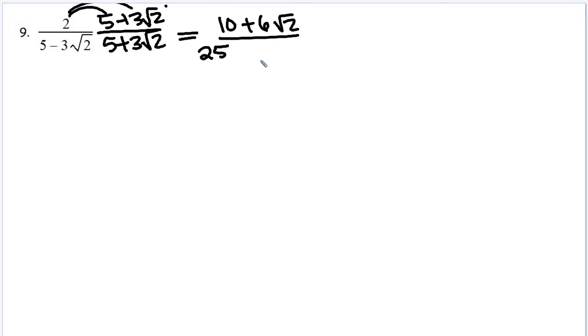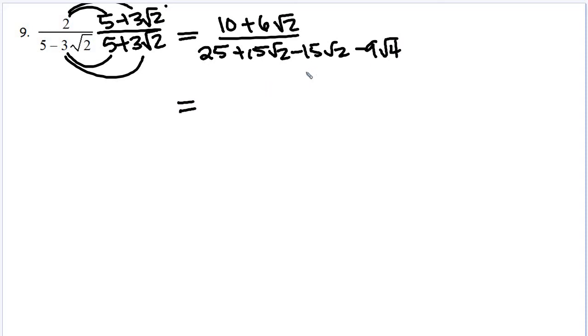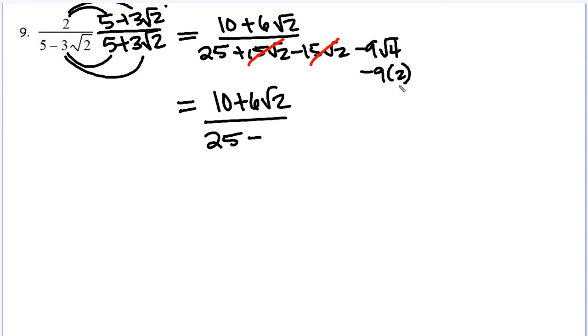So we have 25 plus 15 square roots of 2 minus 15 square root of 2 minus 9 square root of 4. Now, two things, remember, should always happen in the denominator. The first is that these two terms should cancel out to 0. If that doesn't happen, you didn't multiply by the conjugate, so be cautious. So I have 10 plus 6 square roots of 2 over 25 minus, so this is going to be minus 9 times 2. Square root of 4 is 2, which is 18. So I have 10 plus 6 square root of 2 over 25 minus 18.